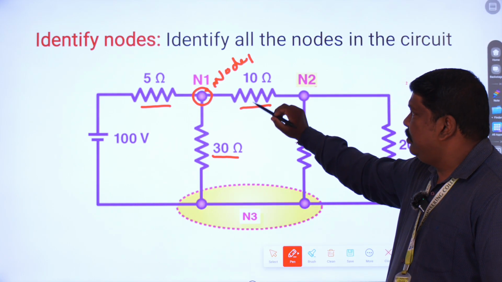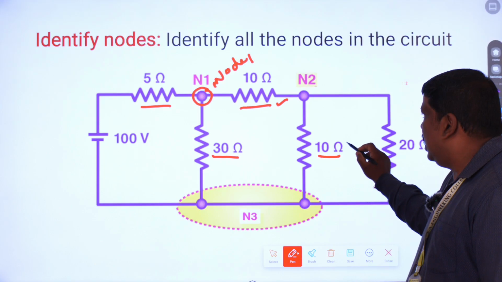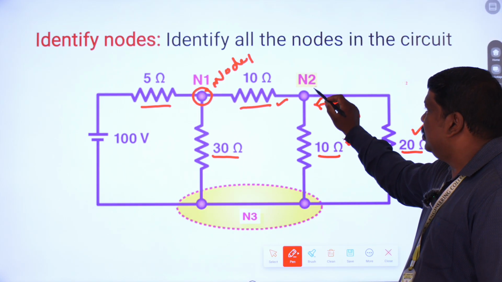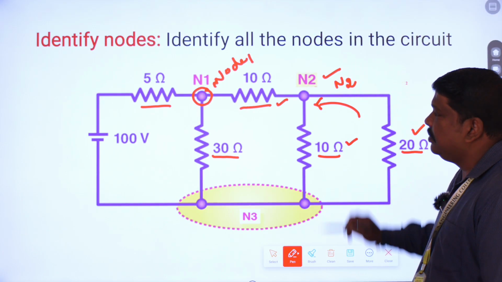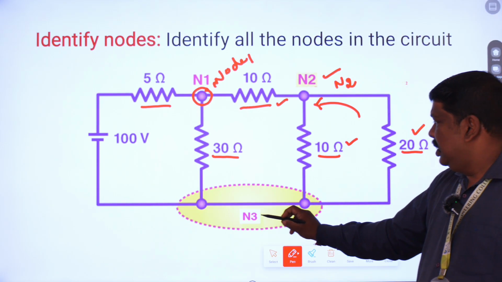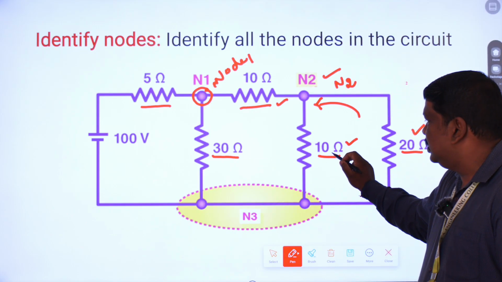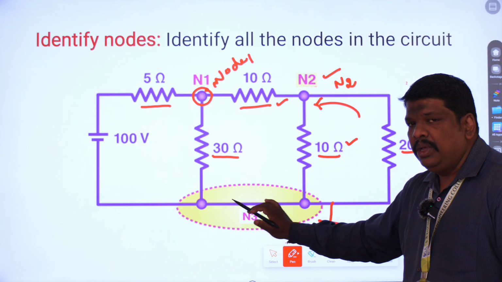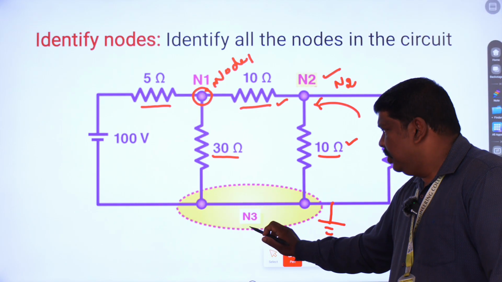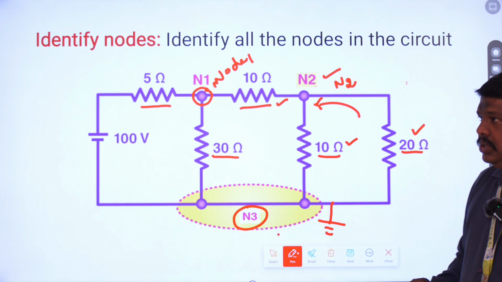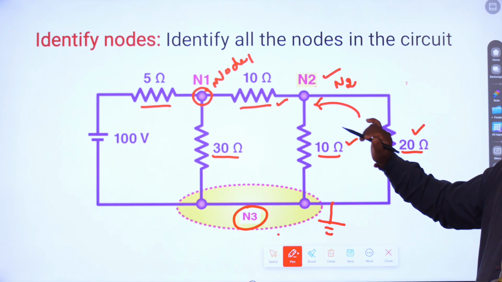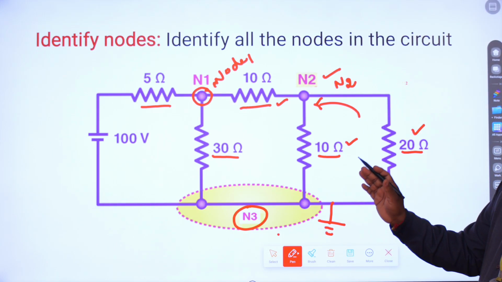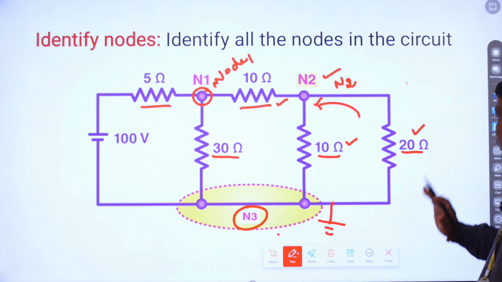Second one, again your 10 ohm resistor, another 10 ohm resistor, and a 20 ohm resistor are connected to another node called N2. And next node, the 30 ohm resistor as well as the 10 ohm resistor are connected to the common ground. This is going to be a common node called N3. So we are identifying 3 nodes: N1, N2 and N3 for the given problem. This is the first step, identifying the nodes for a given electrical circuit.